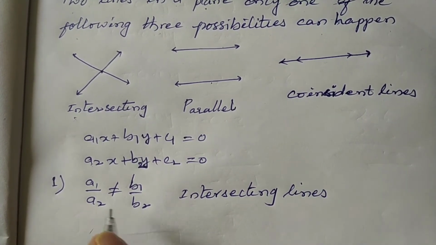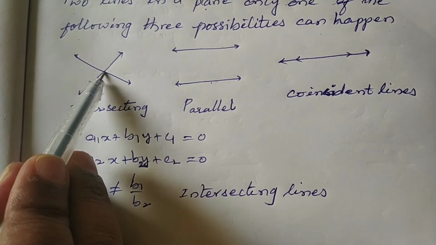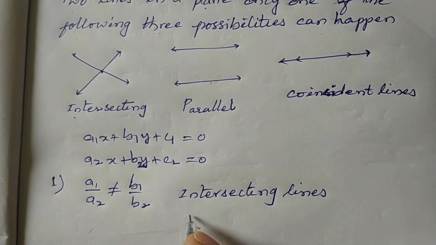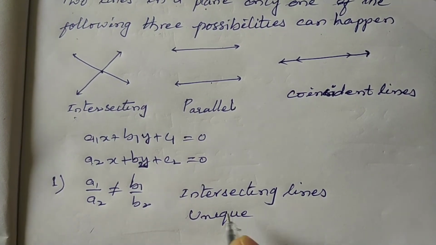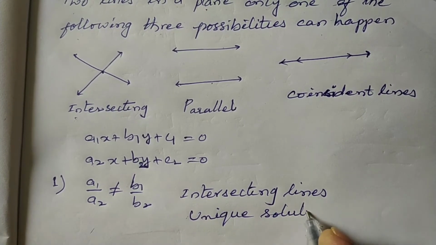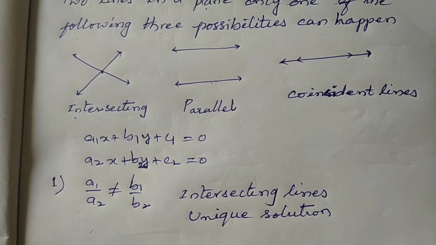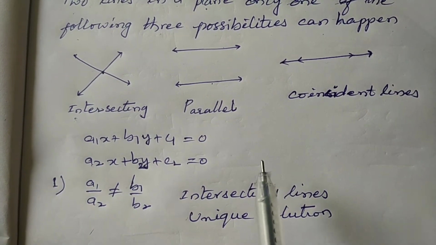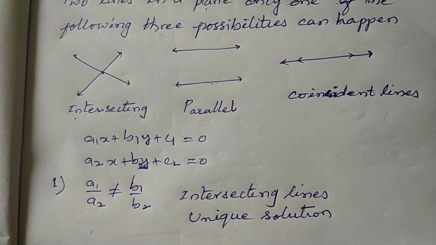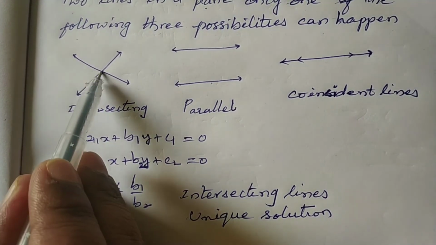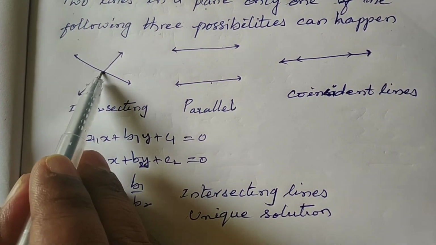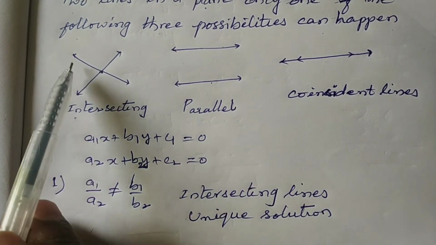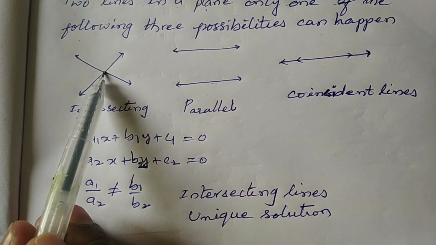Okay, then when they intersect, only one common point is there, therefore it has a unique solution, or one solution. And when they have a solution, they are called a consistent pair of lines. These two lines have one common point, so they have a solution. Therefore the intersecting lines have a solution.